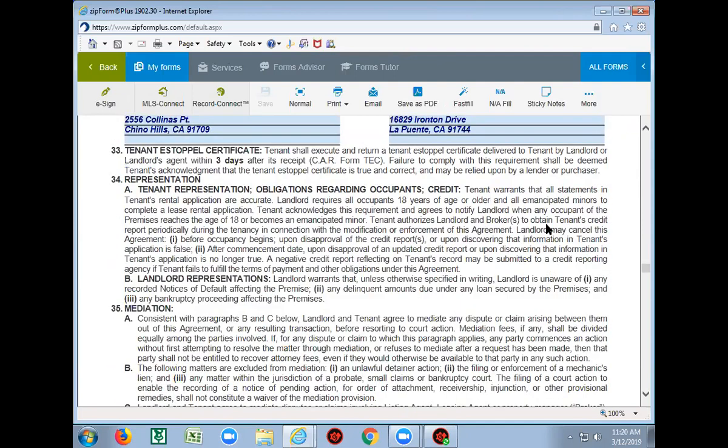Okay, this is also important when you sell the property with the tenant. So, tenant estoppel certificate. The tenant should execute and return a tenant estoppel certificate delivered to the tenant by the landlord or landlord's agent, if the leasing agent is trying to sell the property with the tenant, within 3 days after receipt. Okay, TEC. Failure to comply with this requirement shall be deemed tenant's acknowledgment that the tenant estoppel certificate is true and correct and may be relied upon by lenders or purchasers.